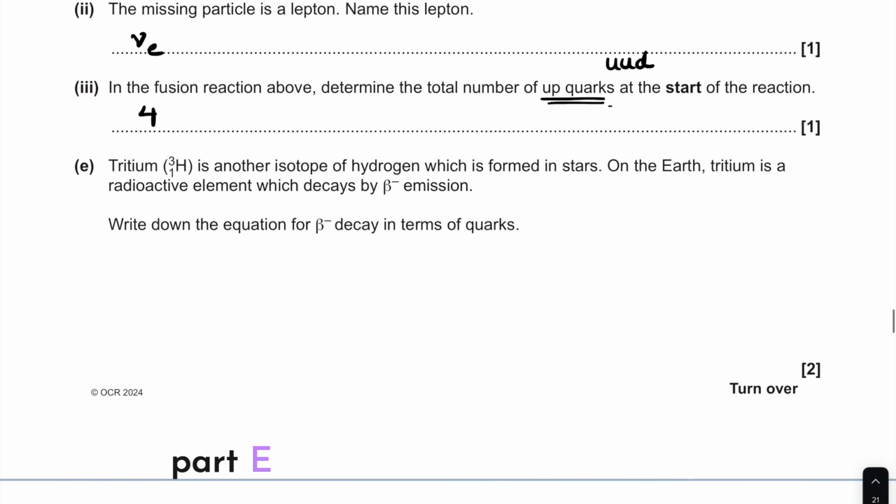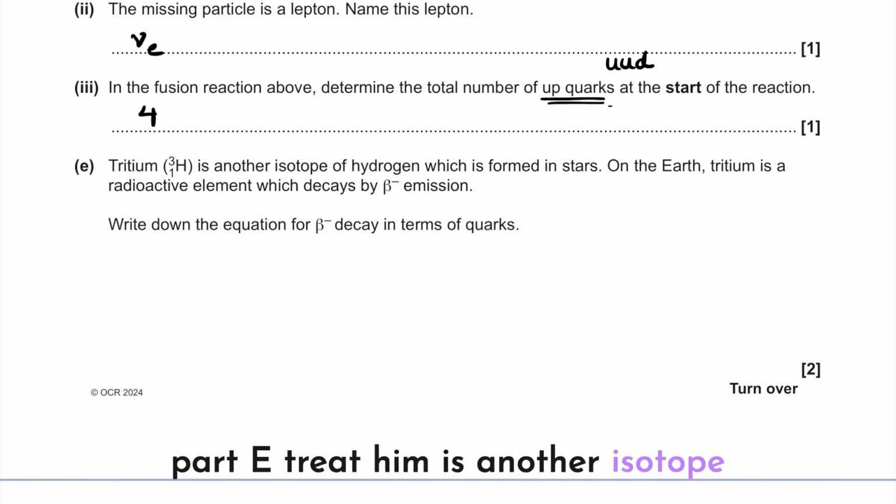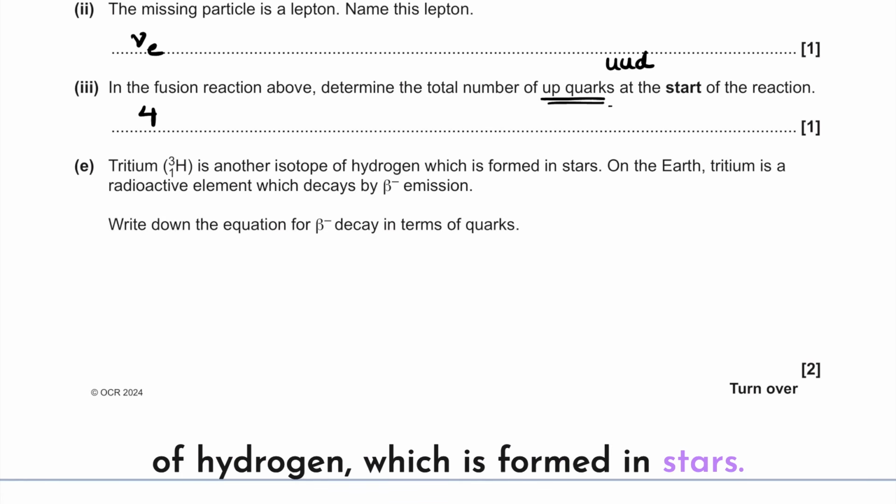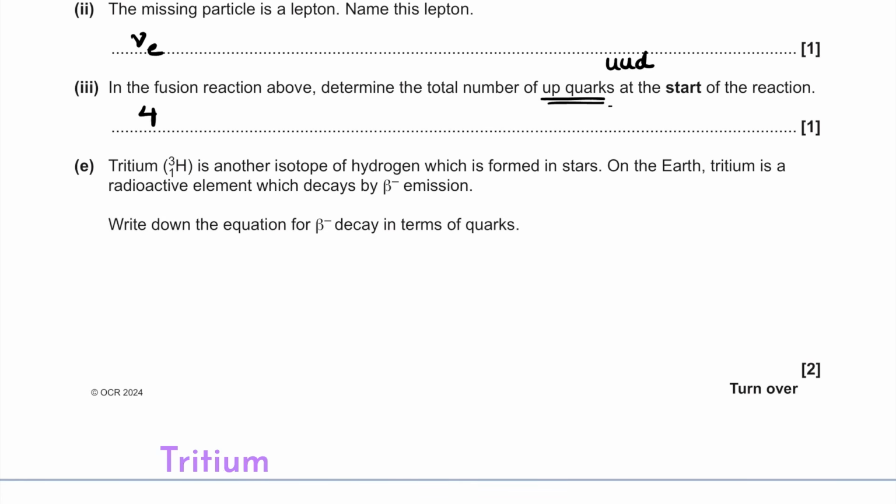Part E. Tritium is another isotope of hydrogen which is formed in stars. On the Earth, tritium is a radioactive element which decays by beta negative emission.